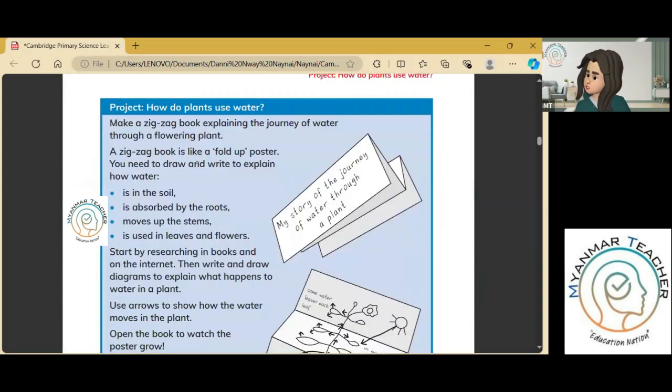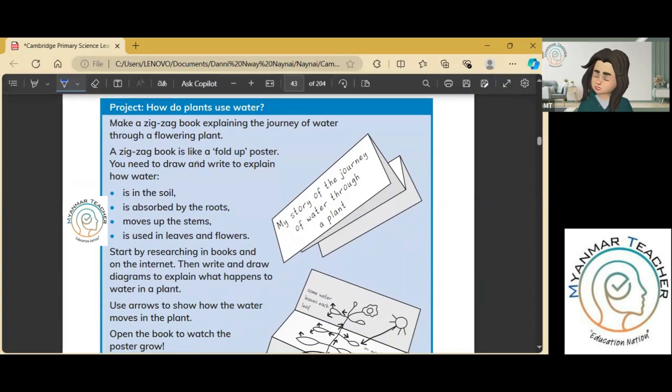Project. How do plants use water? Make a zigzag book explaining the water's journey through a flowering plant.